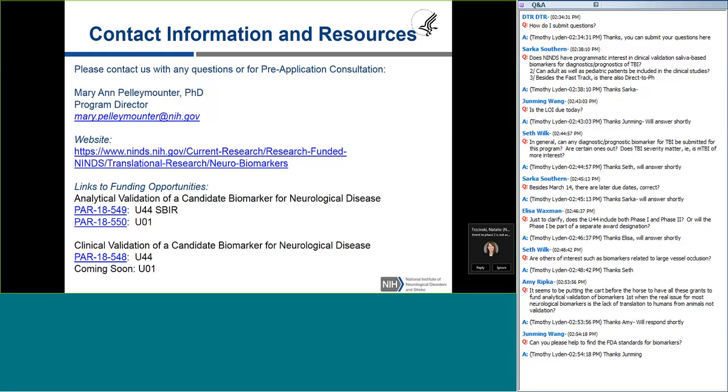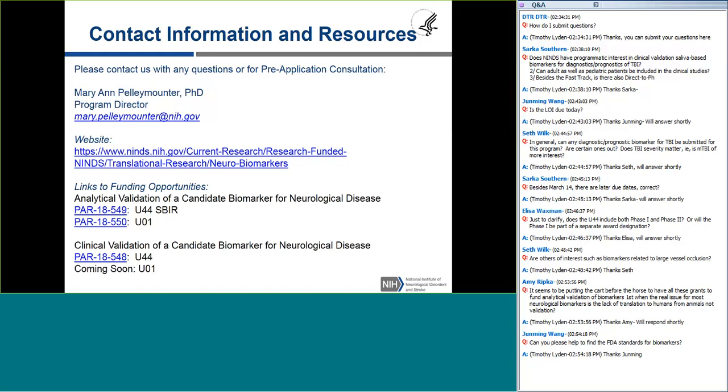Okay. Besides March 14th, there are later due dates, correct? And that is true. There are later due dates, and if you look at the links, they should tell you what the other due dates are, since I think they are not standard due dates. And for the fourth funding opportunity, which isn't published yet, we have information that leads us to believe the due date will be in mid-April, but we can't say anything for sure until it's actually published. Remember, the one that's not out there is the U01 version of the clinical validation.